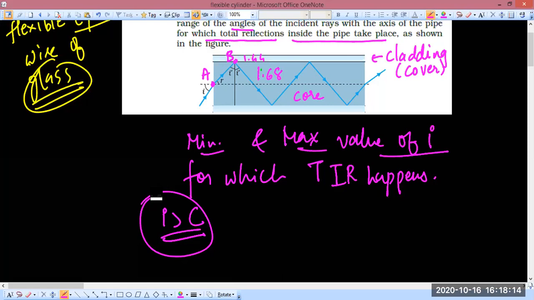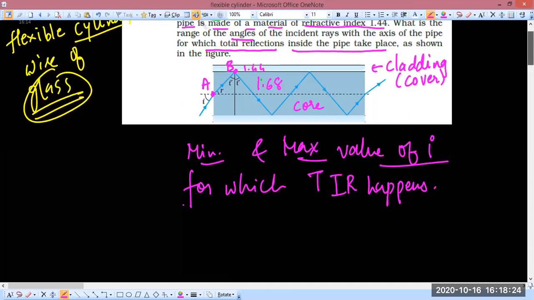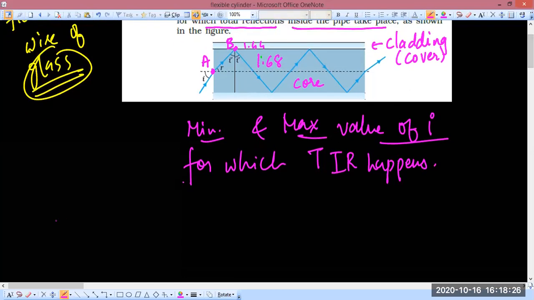Okay, so we will talk about what happens at B. But first, we start with angle I, so at the point A, we will start with the point A.